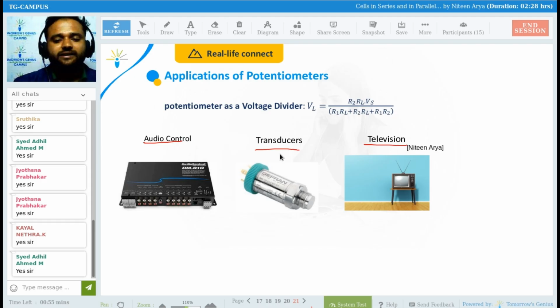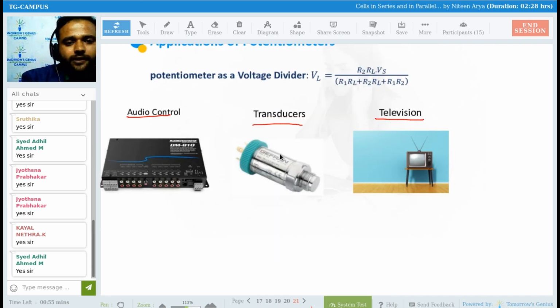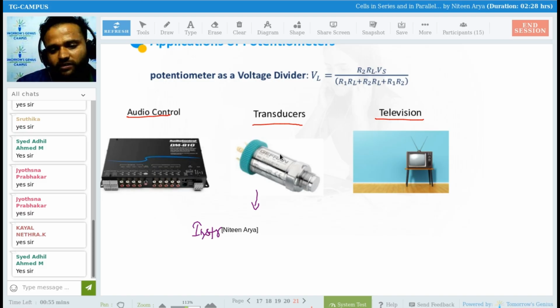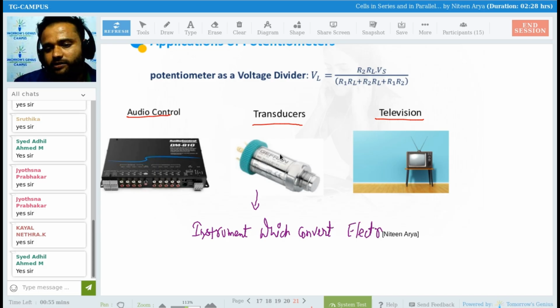transducer, television. A transducer is nothing but a device which is going to convert your electrical energy into another form of energy. For example, loudspeaker, thermometers, pressure sensor, antenna, and so on. So a transducer is a device, an instrument. Let me write it down, in simple language: a device or instrument which converts electrical energy into another energy.